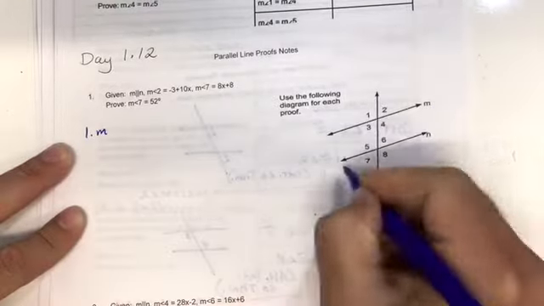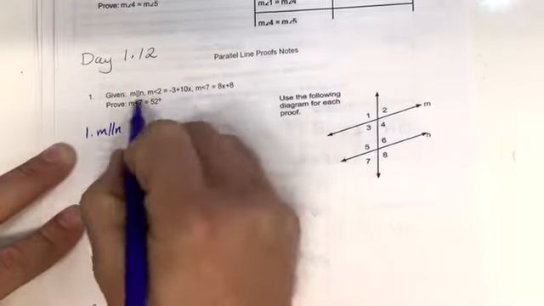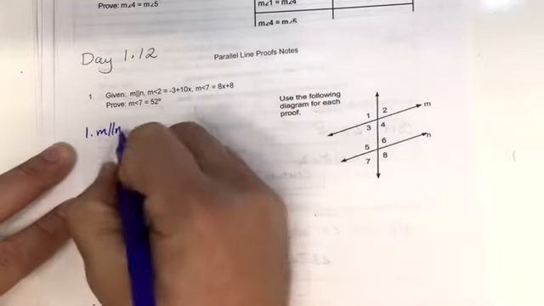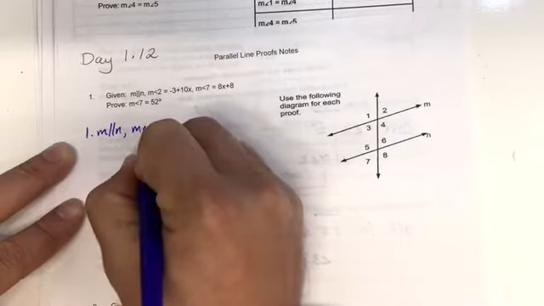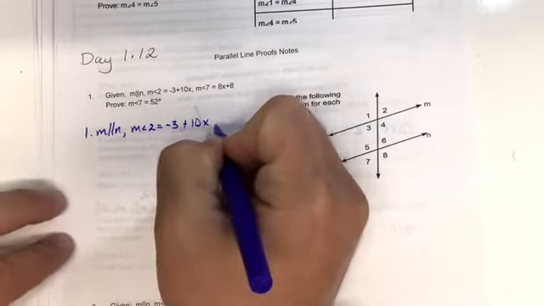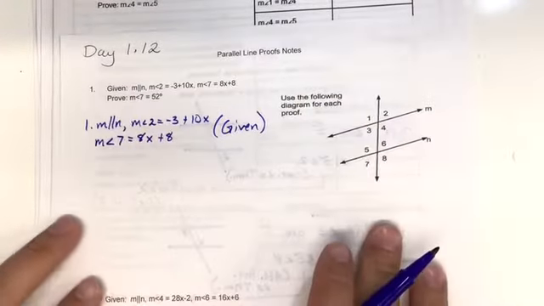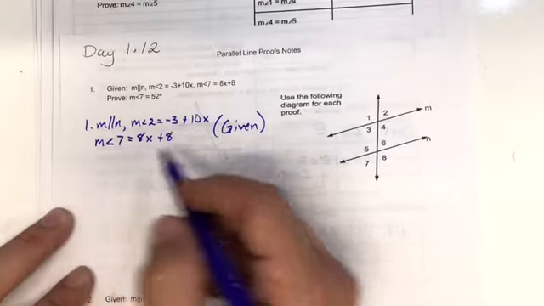Line M is parallel to line N. That has to be in the given. We have to know that they are parallel lines, otherwise these relationships don't work. Measure of angle 2 equals -3 plus 10x, so on and so forth, and we're going to get all this given information written down, kind of like this. And then that's going to lead me to the rest of my proof.